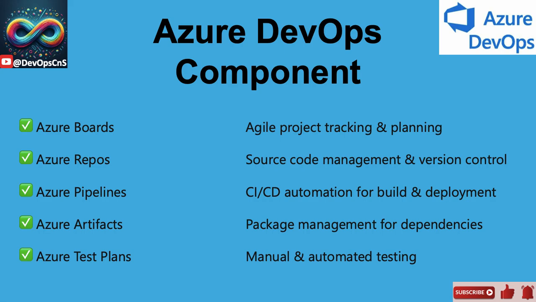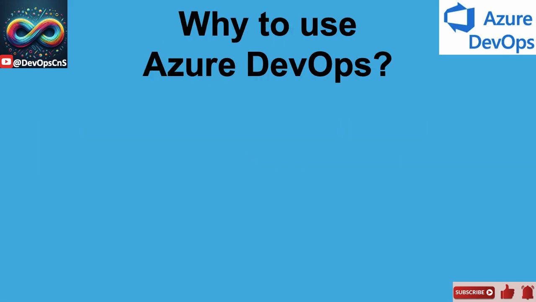So basically Azure DevOps with these five core services gives us a complete package where we can do the planning, source management, pipeline automation, repository management, and testing. So we can deliver our software faster. So in summary, why do we need to use Azure DevOps?